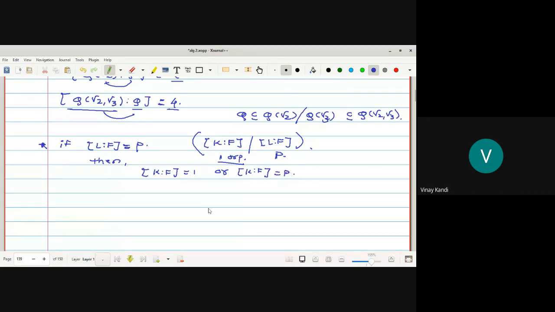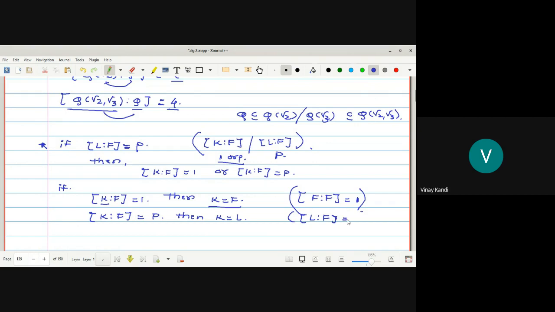If the degree of K over F is equal to 1, then K is equal to F itself. Why? Because only F over F has degree 1. If the degree of K over F is equal to P, then K is equal to L. Why? Because the degree of L over F is P. Any doubt? No, sir.